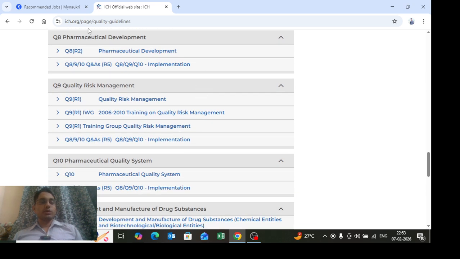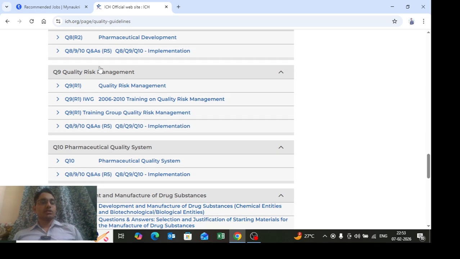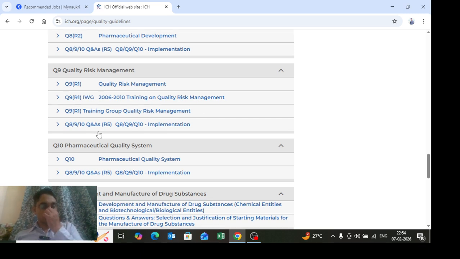Now Q8, pharmaceutical development. This is a guideline for the pharmaceutical development for new dosage forms. This mainly consists of Q8 R2, pharmaceutical development. Then Q9 is quality risk management. This consists of Q9 R1, quality risk management, Q9 R1 IWG, the training on quality risk management, and the Q9 R1 training policy on quality risk management. And then Q10, other.